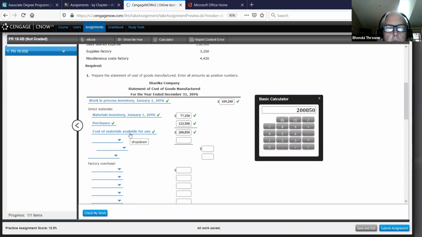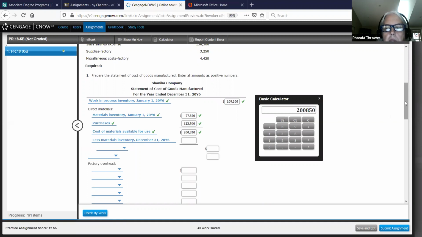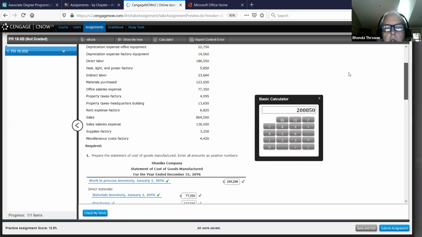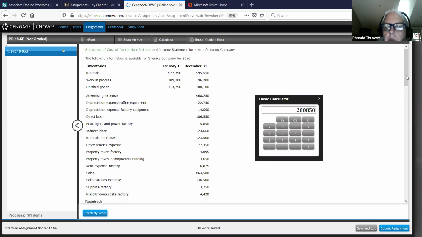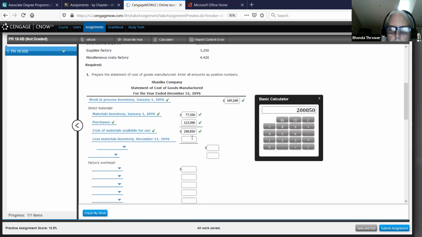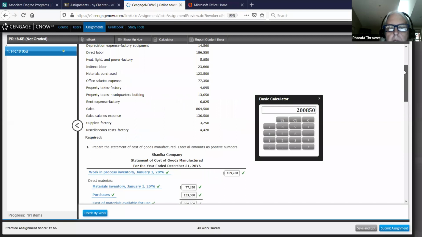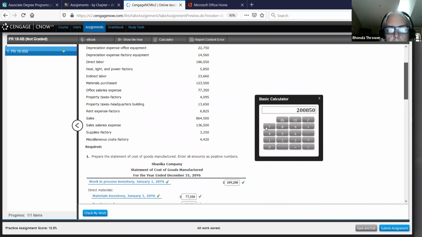Once you've determined how many materials you have available for use, then you're going to subtract from this the ending amount of the direct materials, less the materials inventory at the end of the year. And that amount was given to us. The materials inventory at the end of the year was $95,550.